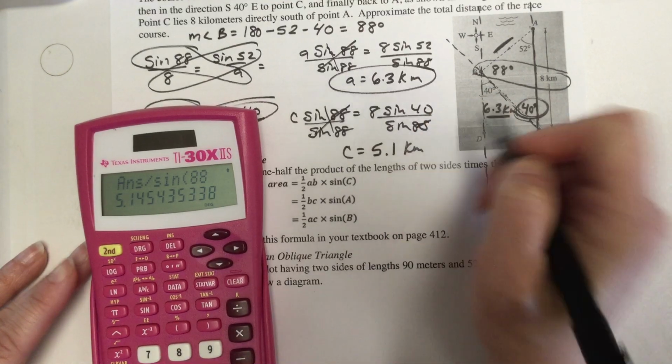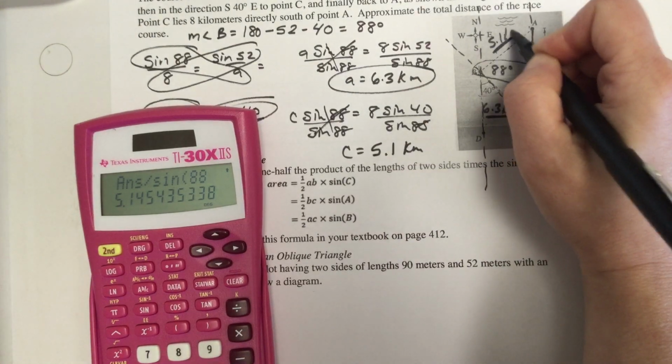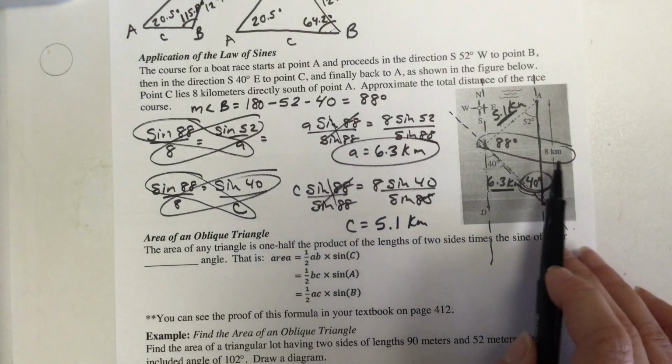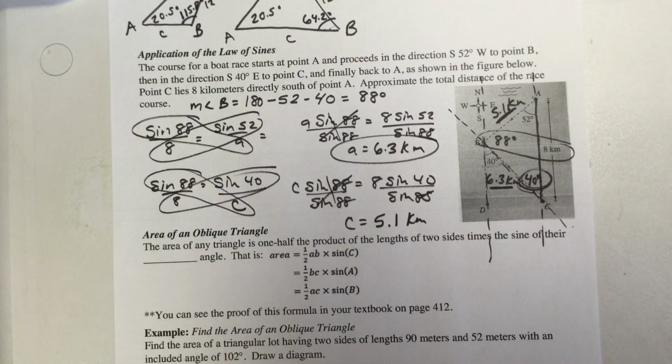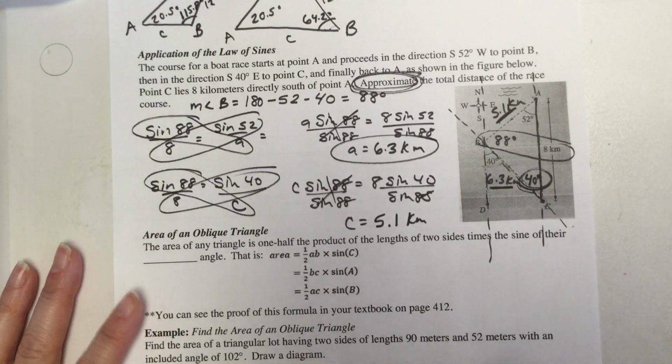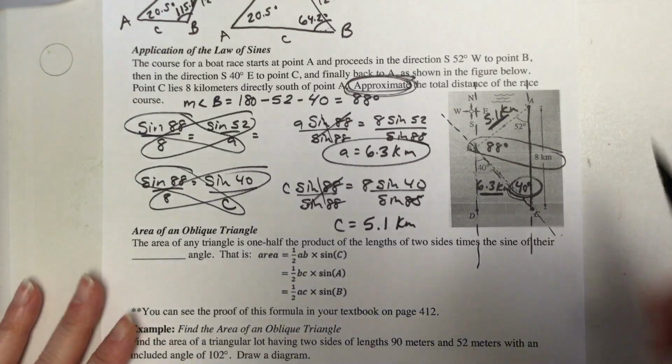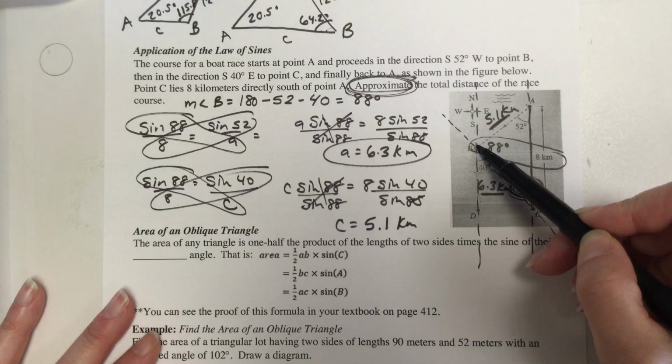So that's 5.1 kilometers. Now that I know all of the sides, actually I solved the whole darn triangle. If you look at this, we know every single measurement on the inside, we know every single measurement on the outside. So technically we solved this triangle. The question says approximate. They know that you had to do some rounding. That's why even the directions say this is an approximation. What is the total distance of the race? A to B is 5.1.